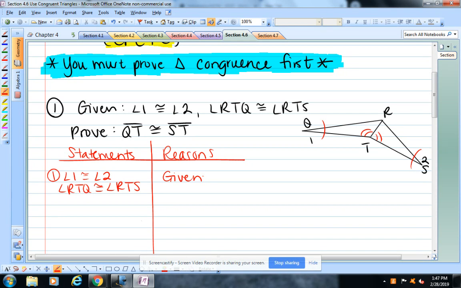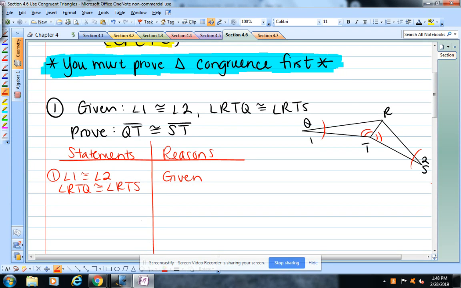Do what? That's what I'm trying to prove. I can't say that. They didn't tell me that. I can't say it. That's what I'm trying to prove. QR and RS are the same? What tells me I can say that? Huh? I can't say QR and RS because nothing tells me those are congruent.